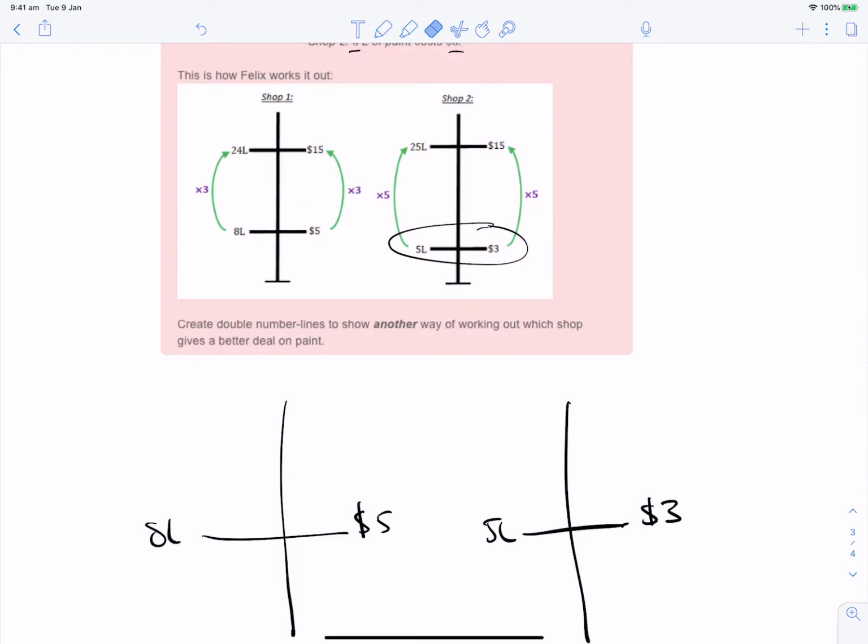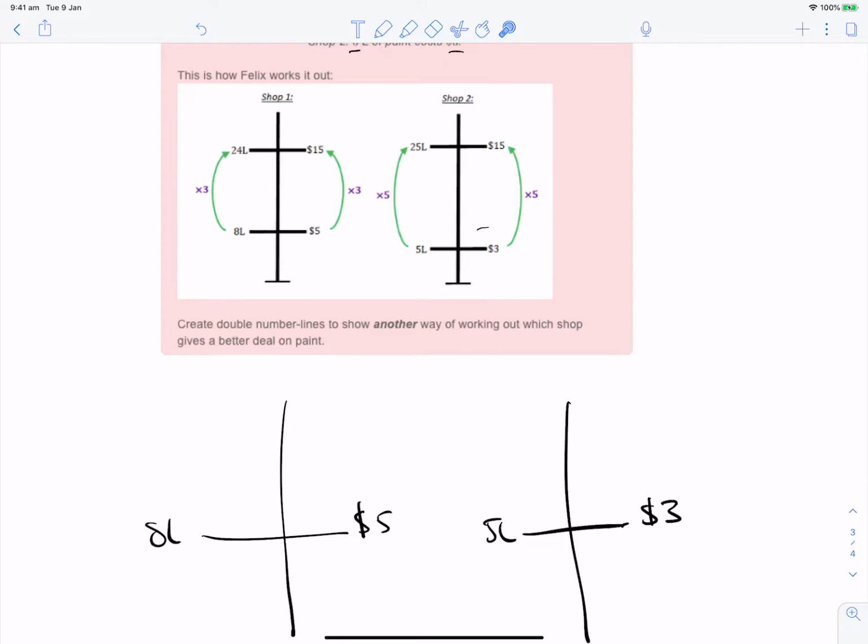So in this one, and I ask myself this each time, what did they do? So in this time, they've times the whole of shop 1 by 3 and the whole of shop 2 by 5. And the reason they've done that is so that they can end up at the same dollar amount. So see, we don't have the same litre amount here, and we don't have the same dollar amount, so it's really hard to compare. But when they times the whole of shop 1 by 3 and the whole of shop 2 by 5, they end up with the same dollar amount, which means I can clearly see that shop 2 I get an extra litre.